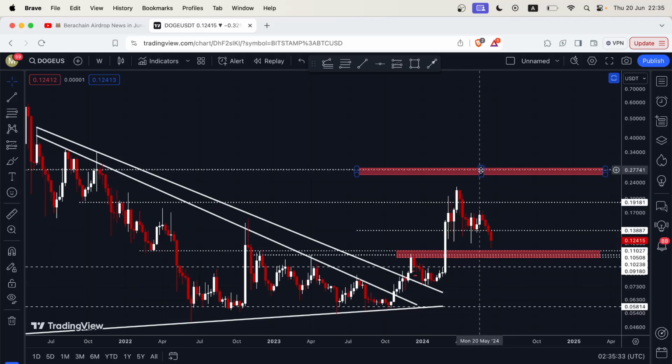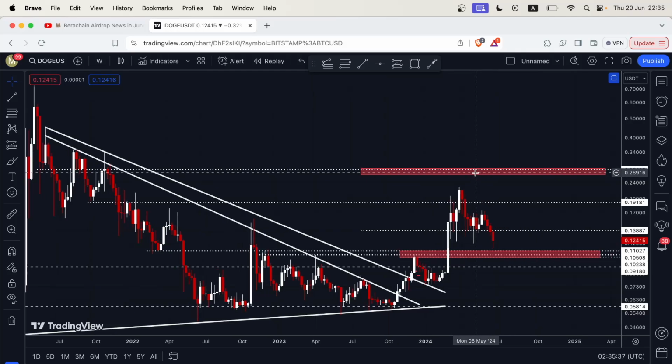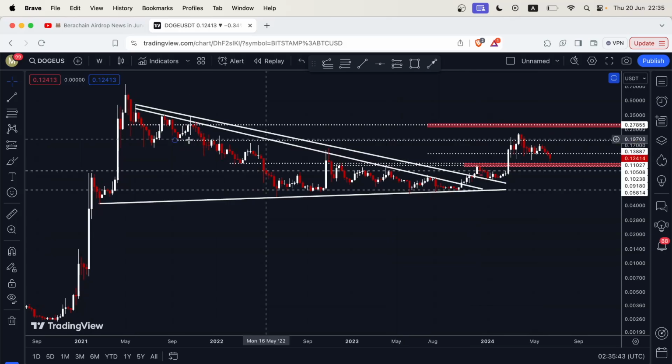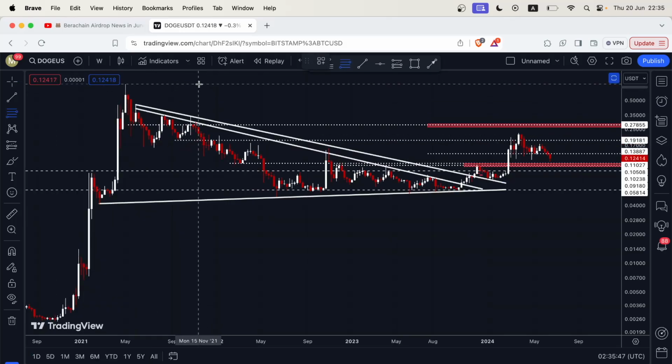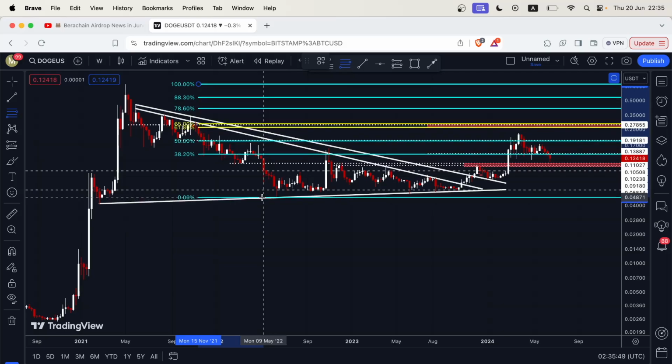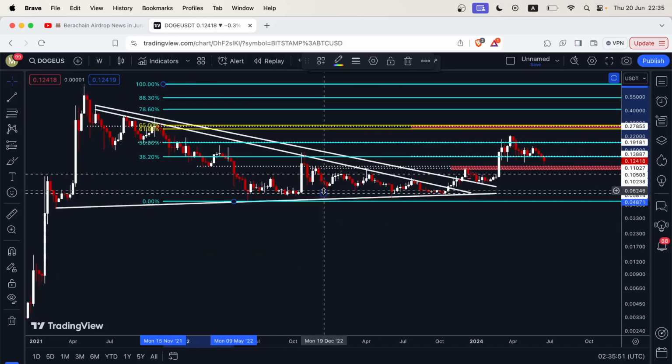And this should be a strong level of resistance because this is the golden pocket Fibonacci retracement zone. So I'll show you how I got that. Just take a Fibonacci retracement, run it from the swing high down to the swing low, which is going to be this wick right here.